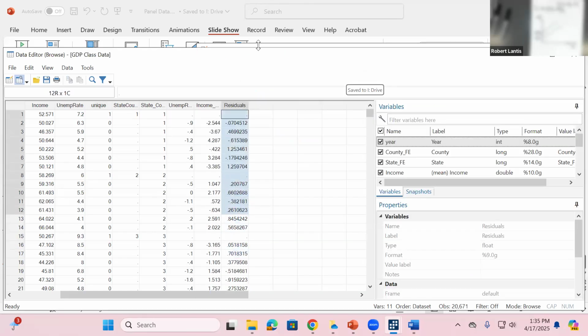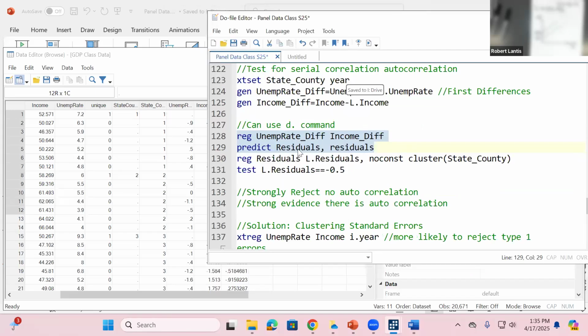Okay. Let's go back to my do file. We said the test for autocorrelation is to then run a regression of the current year's residuals, or error term, on the lagged year's residuals. Okay. So I also have to include no constant. So we have never done this before in this class.